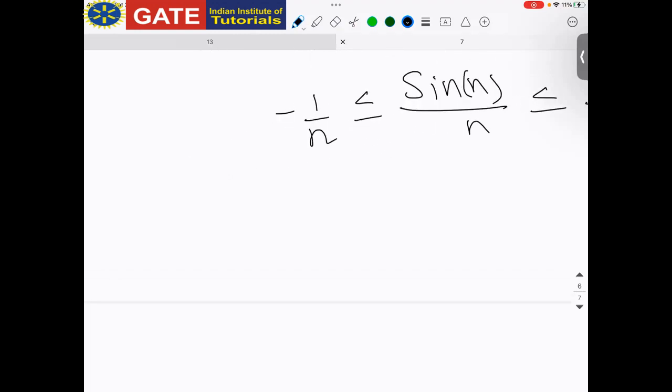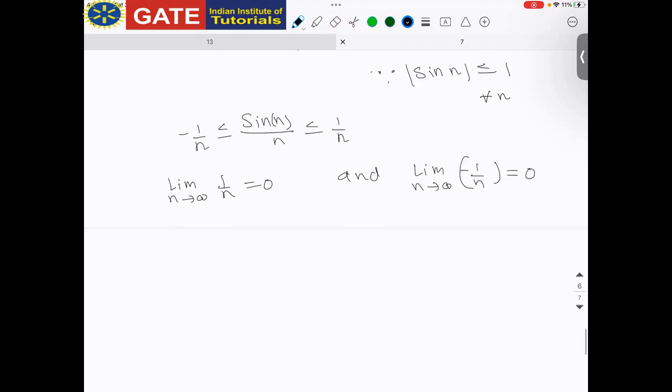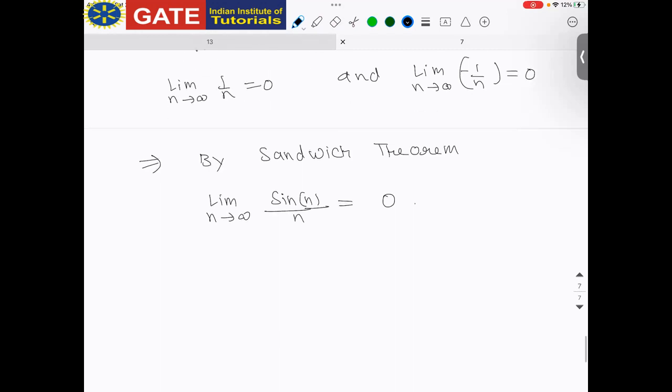Your limit as n tends to infinity of 1 by n is equal to 0, and limit as n tends to infinity of minus 1 by n is also 0. So this implies, by the sandwich theorem, the limit as n tends to infinity of sin n by n is 0.